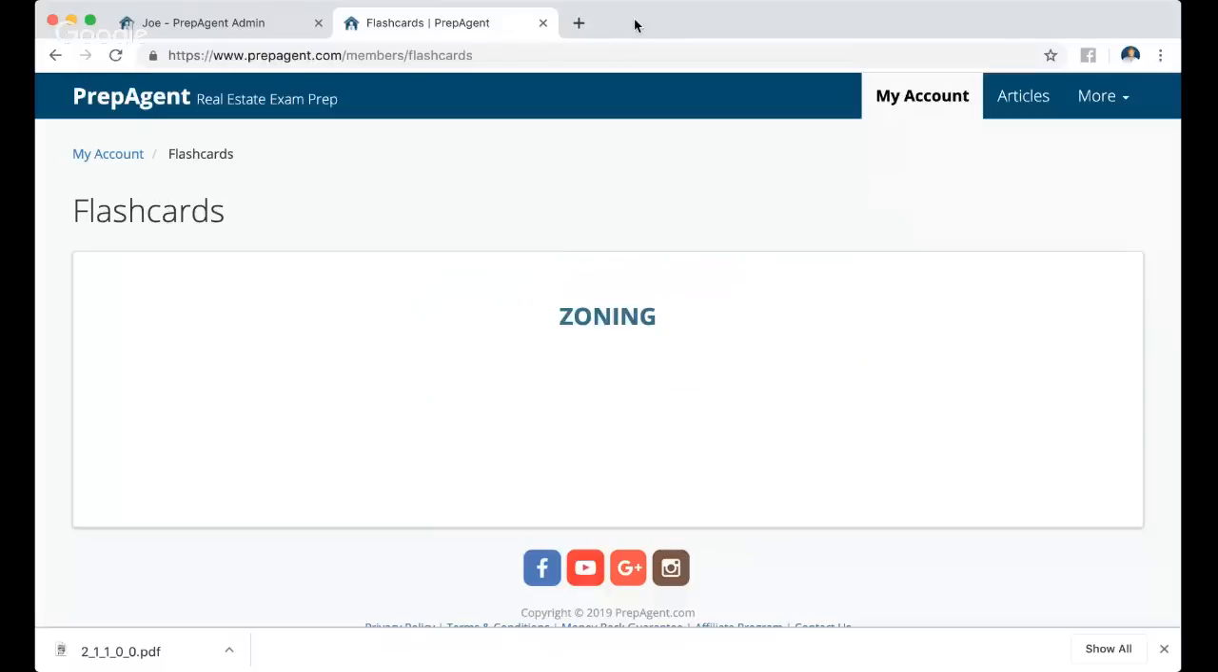Zoning. Who could define zoning for me? Congrats, Sam Lopez. Good job. So Danielle Bender asking, what is physical deterioration? Danielle, it's basically when your house is breaking down and you don't fix it.